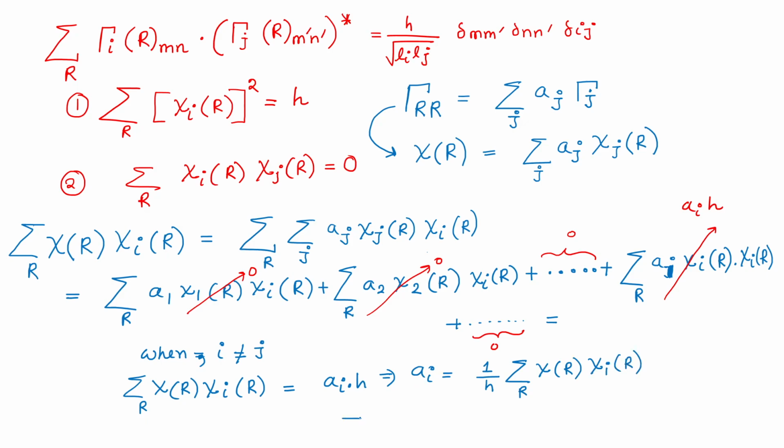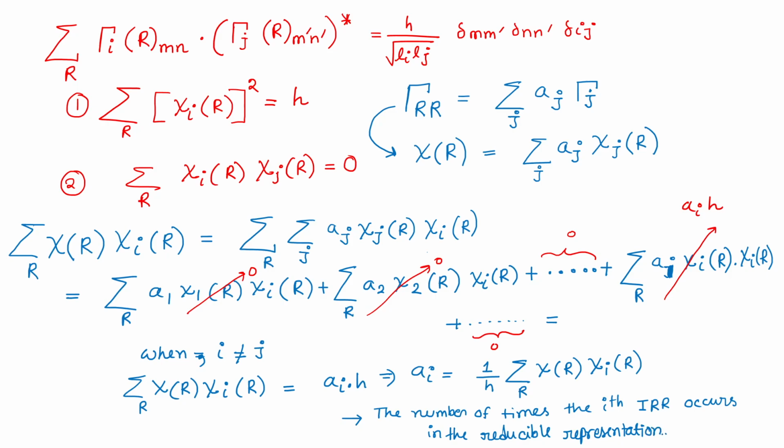This a_i is the number of times the ith irreducible representation occurs in the reducible representation. I hope you get the idea. So we had started with two questions, right?